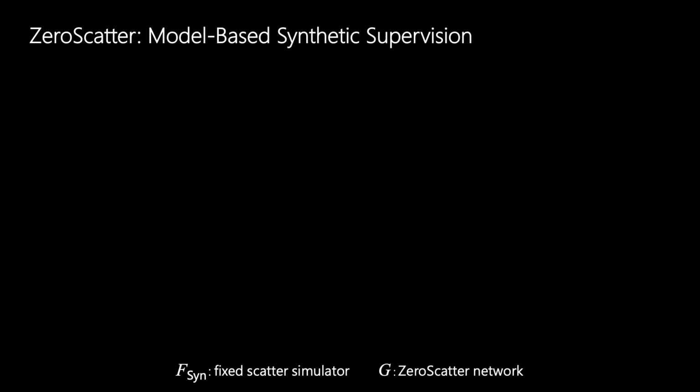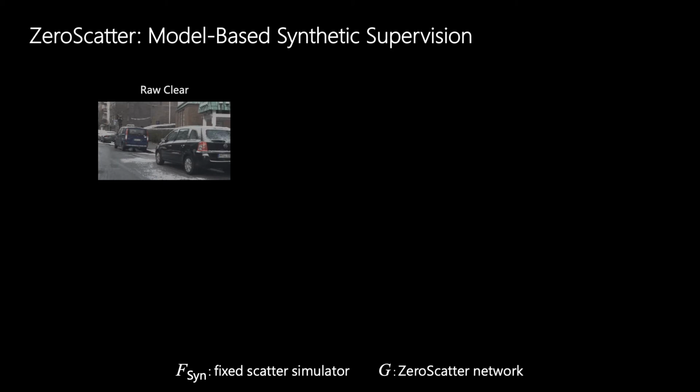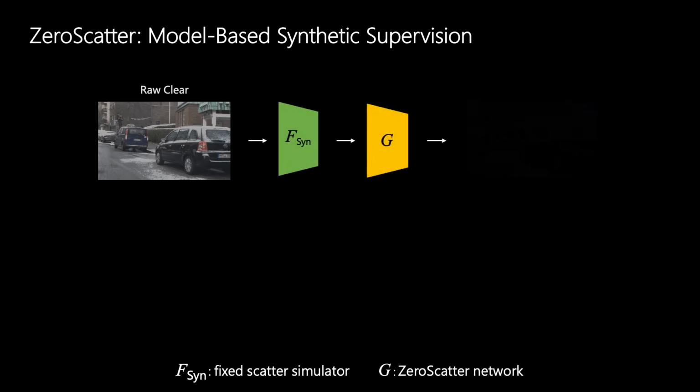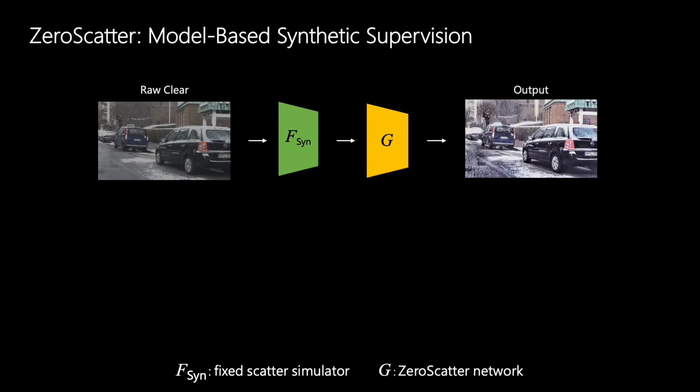Our model-based supervision consists of 2 learning cycles. The first cycle is clear to scatter to clear, and starts with an RGB image taken under clear daytime conditions. We apply an adverse weather simulator to overlay synthetic scattering effects onto the image. ZeroScatter then converts the synthetically perturbed image into a clear daytime scene.